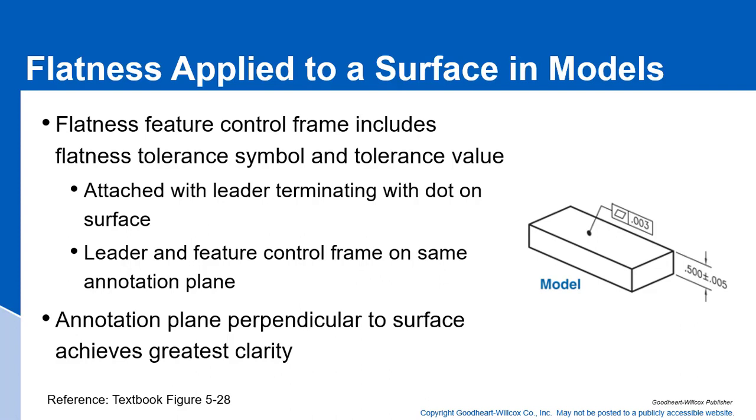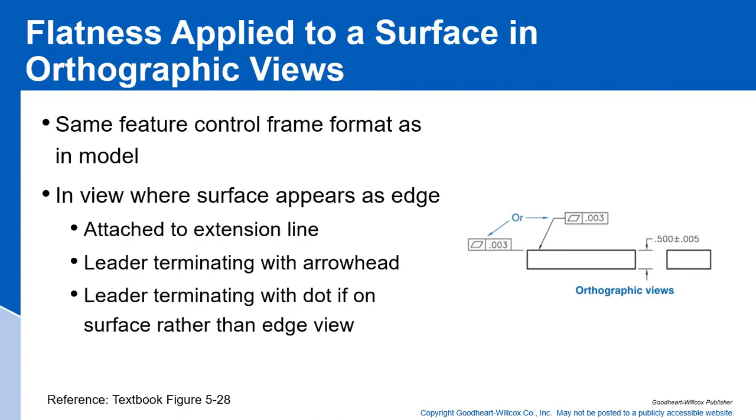Now, if you're going to do this in the orthographic view, it looks something like this, where you take the extension line and apply the flatness tolerance to it, or you can do it with a leader. You put that in a view where the surface appears as an edge. That's always how you do that. It's attached to an extension line, or a leader terminating with an arrowhead, or a leader terminating with a dot if it's on a surface rather than an edge view. So one or the other.